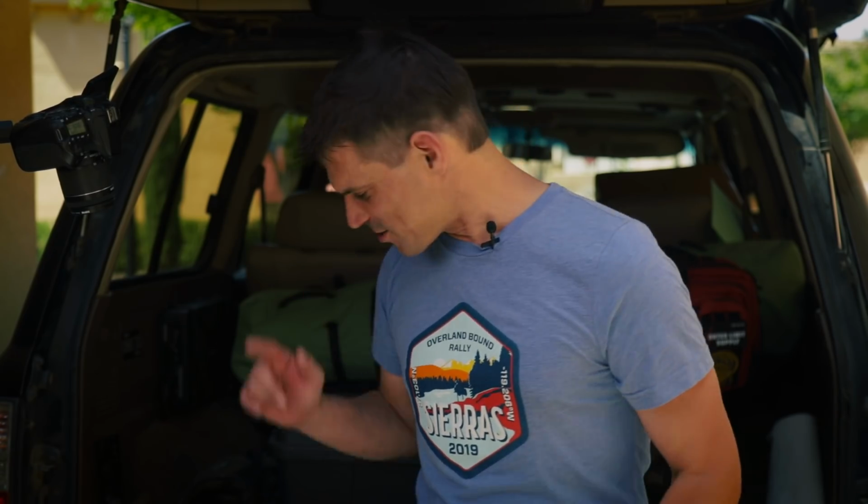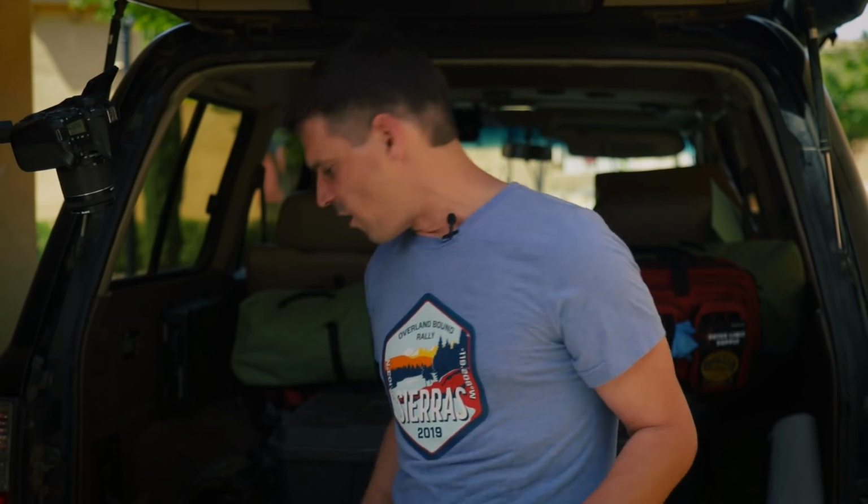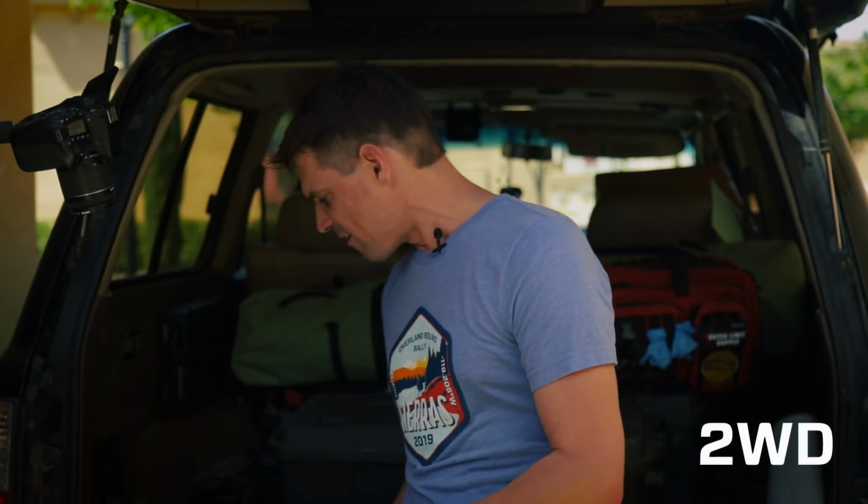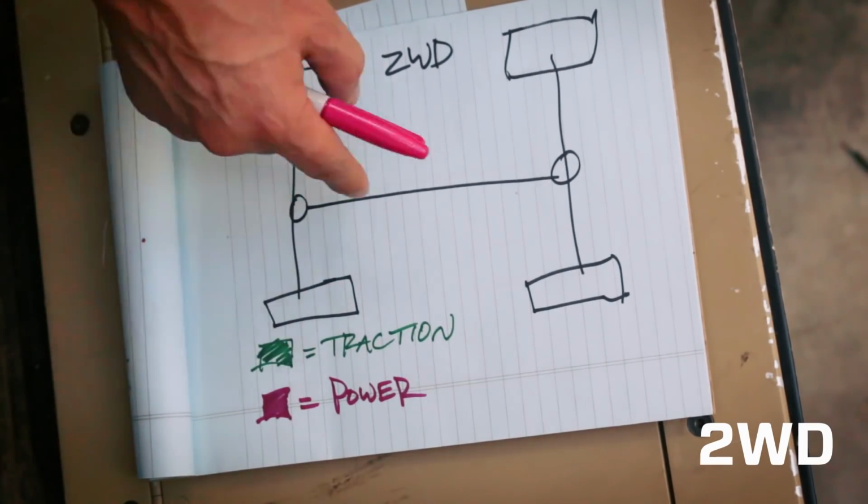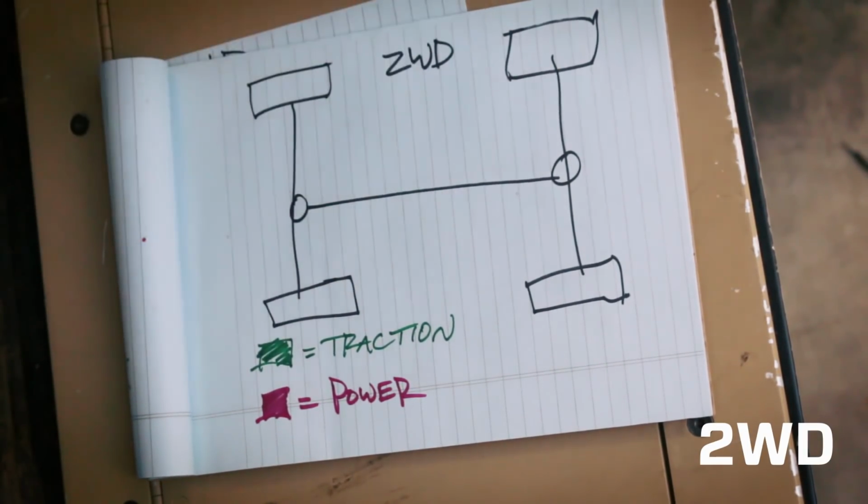So we're going to constrain our perspective, and we're just going to talk about when drive systems fail. All right, so let's jump right in. First, we're going to start out with the standard two-wheel drive system. Now, I got my color coding here. Pink equals power, green equals traction.